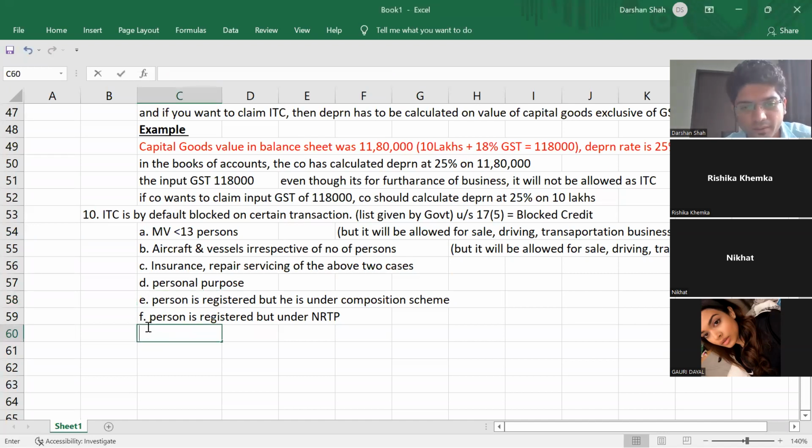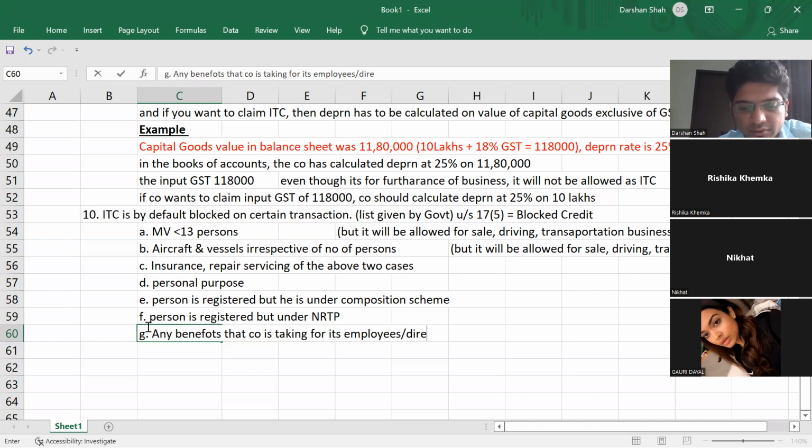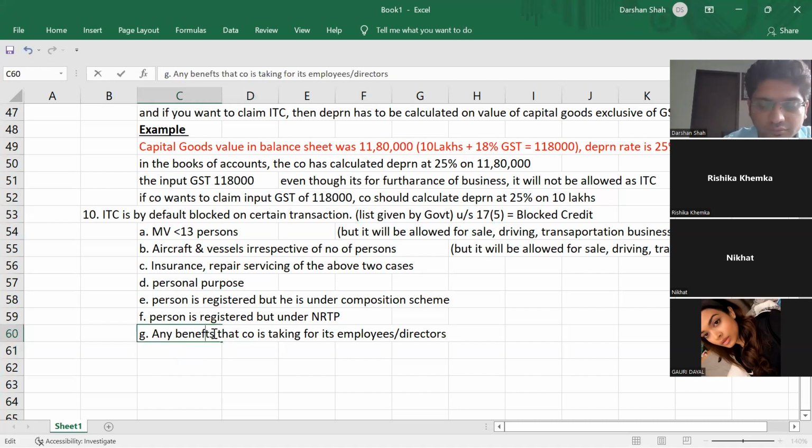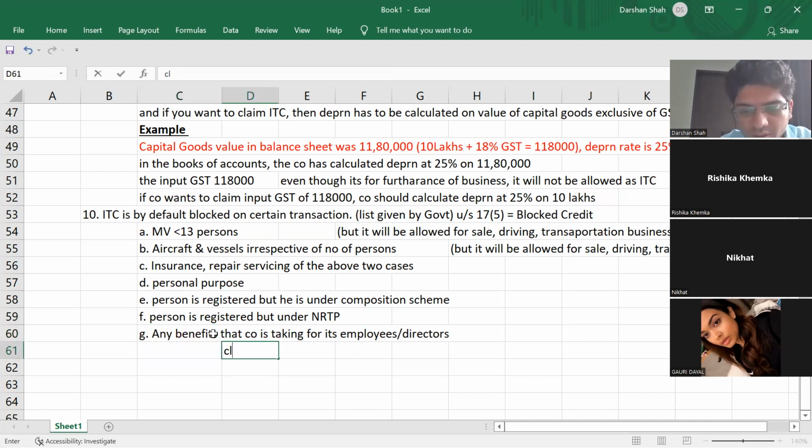And then any benefits that the company is giving to its employees or directors, everything will be disallowed. Even though it is for employees and directors, it is not for personal purpose. It is for the mental health of your employees and directors. Still, it is going to be disallowed, such as club membership, health services, etc.